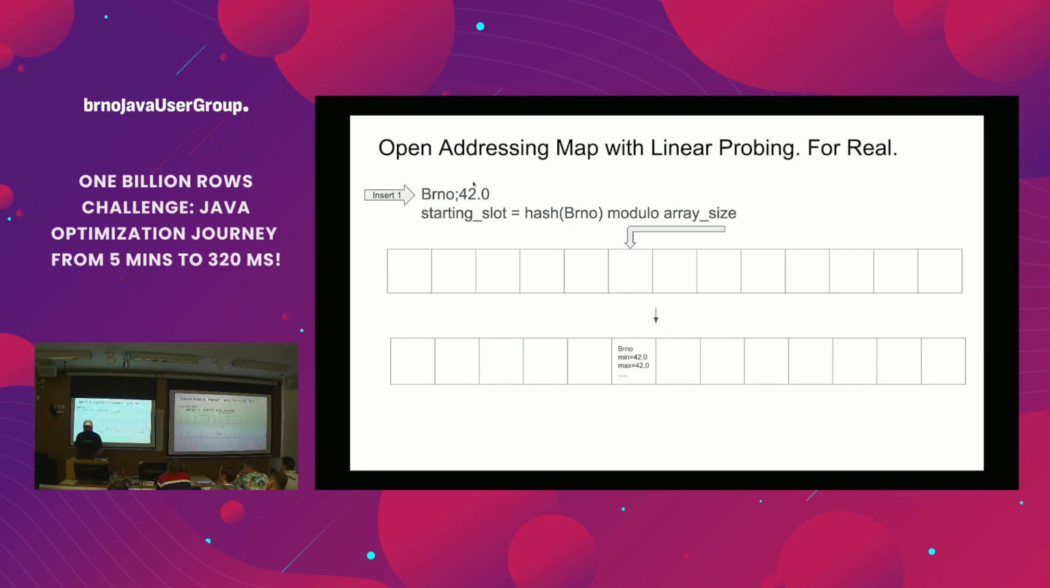So I want to insert Brno. I do this calculation, it gives me a starting slot, it's here, and I do the same algorithm. Is it empty? Yes, I insert it, done. Okay, next one, inserting Prague. I do the calculation, it gives me another hash, I do modulo, and it gives me another slot. Again, is it empty? Yes, done.